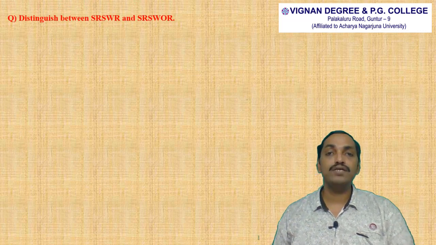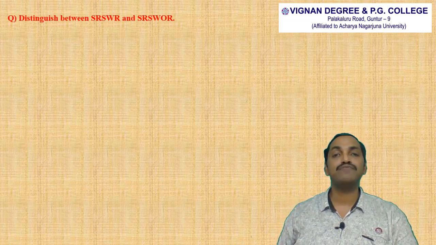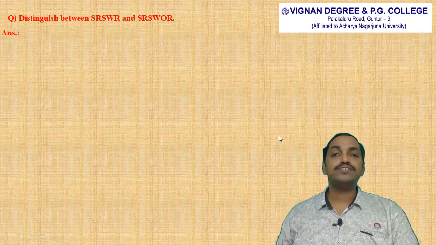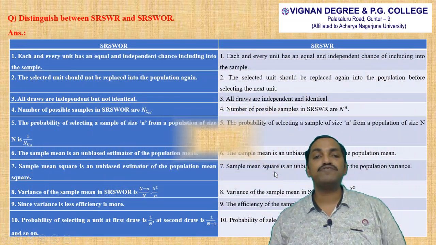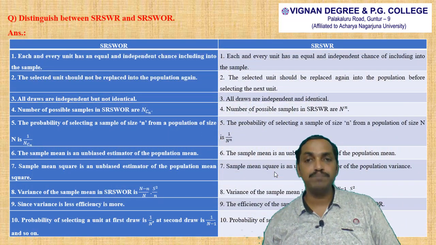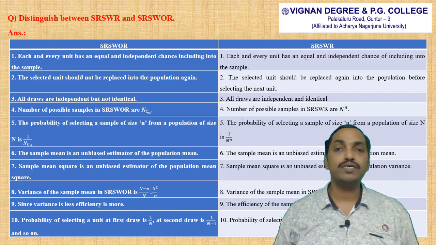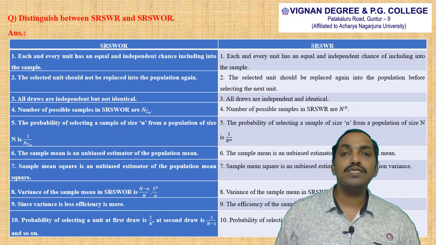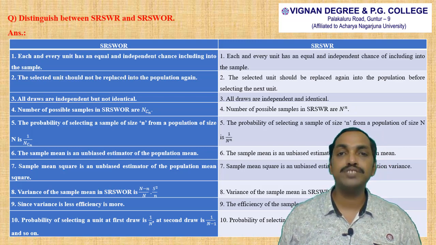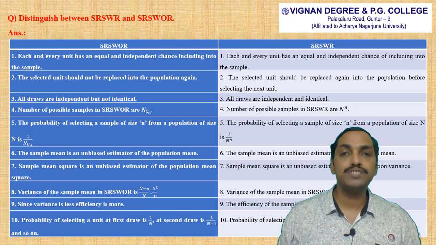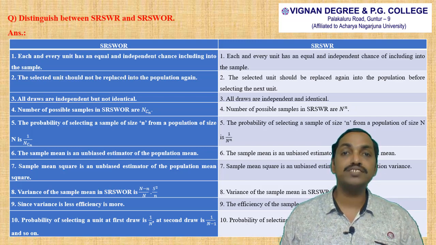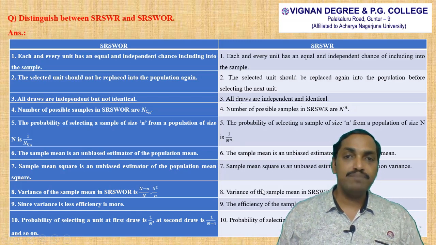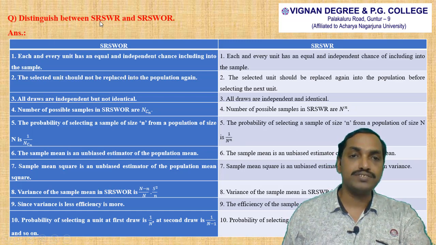First, let us have a look at the differences between simple random sampling with replacement and simple random sampling without replacement. Here is the table of the differences. All these differences are nothing but the properties of simple random sampling with replacement or without replacement and the results which are proved in the previous videos. So let us have a brief look at these differences.